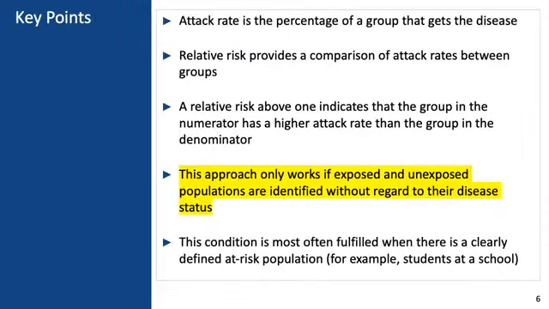So to go over some key points from this section. The attack rate is the percentage of a group that gets the disease. The relative risk provides a comparison of attack rates between 2 groups. A relative risk above 1 indicates that the group in the numerator has a higher attack rate than the group in the denominator. Importantly, this approach only works if the exposed and unexposed populations are identified without regard to their disease status. That is, we can't be including people in our study based on whether or not they're cases. We'll talk about what to do when this isn't true in the next section. This condition is most often fulfilled when there's a clearly defined population at risk, for instance, students in a school.